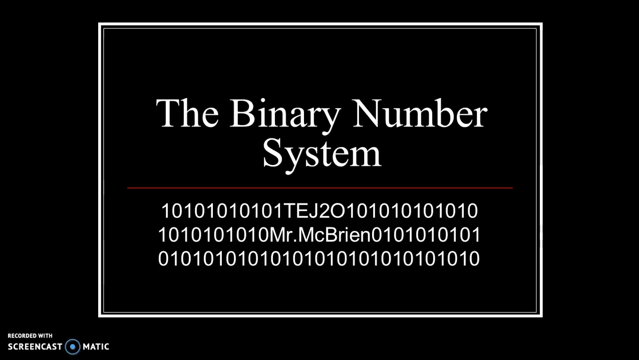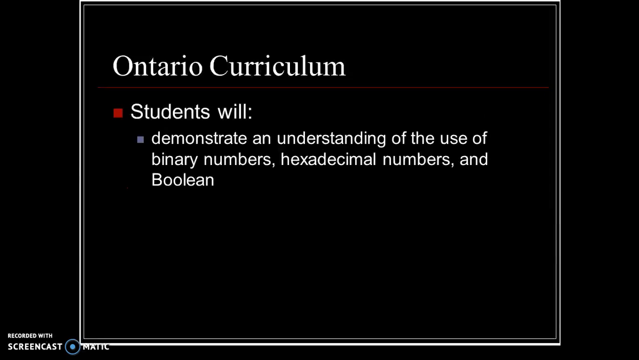I'm Mr. McBrien. This is TEJ2O, the binary number system. The Ontario curriculum states that students will demonstrate an understanding of the use of binary numbers, hex, and Boolean. Today we're going to focus on binary numbers.